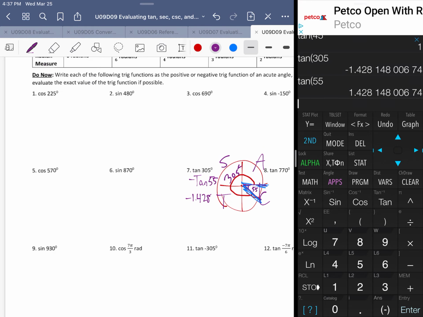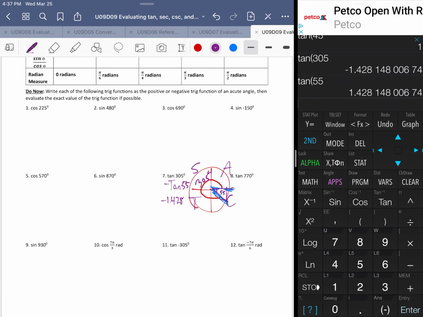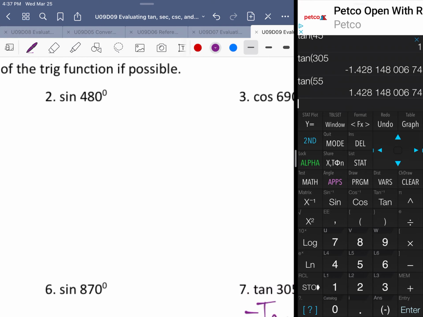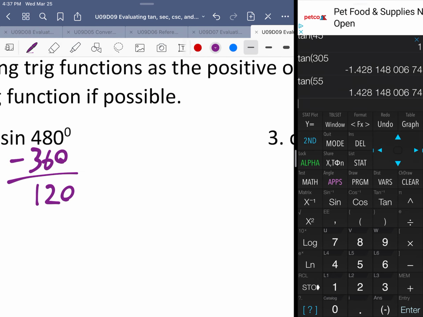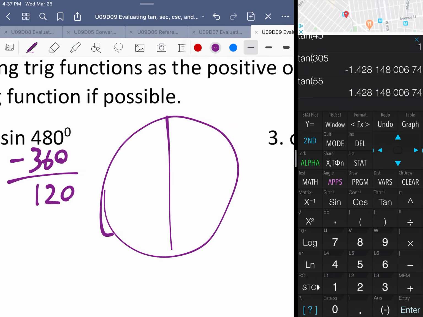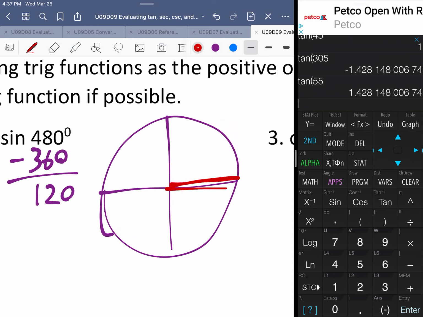So let's try and get another one that has a radical expression for it. So let's say we were to do sine of 480. Now this one is not between 360 and 0, so we're going to just subtract 360 to find a coterminal angle. That's 120. If we were to look at the sketch, we draw 120 degrees over here.